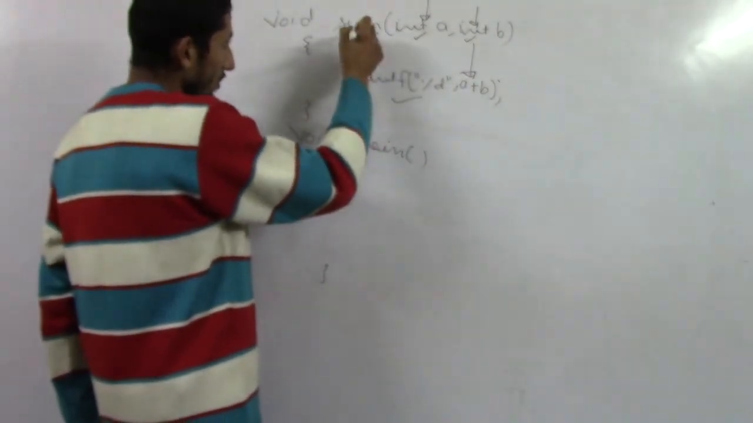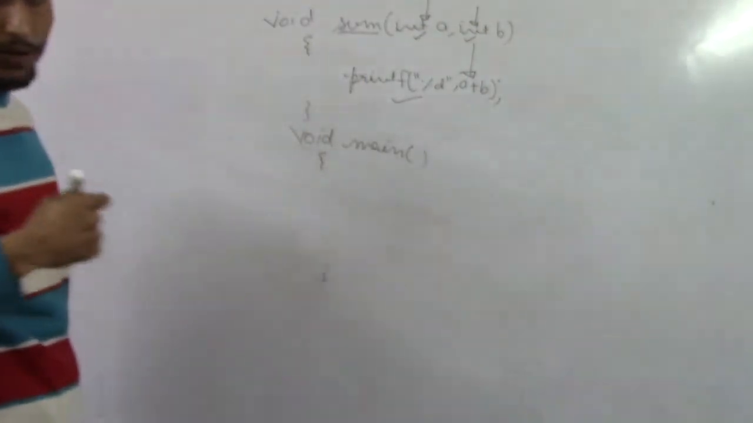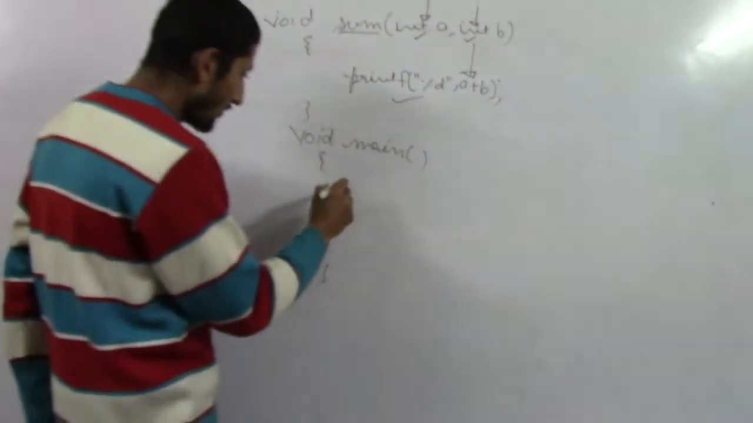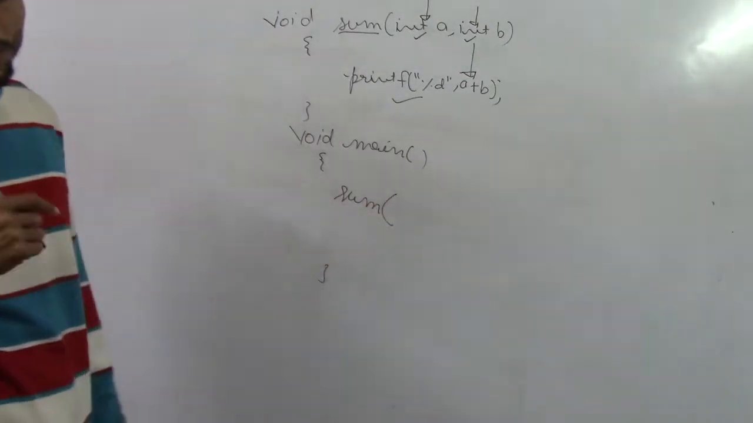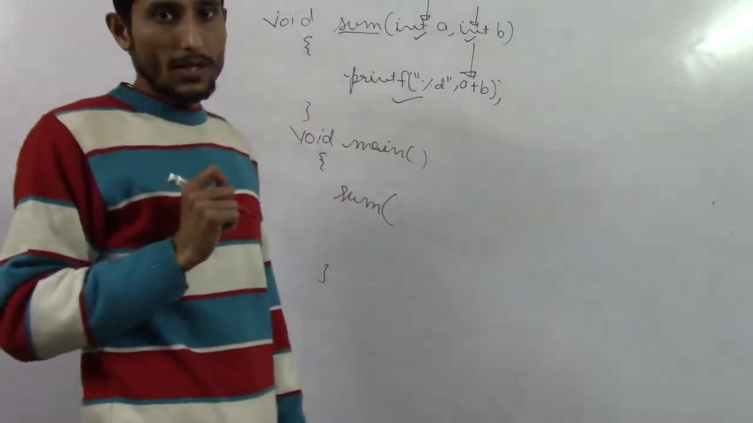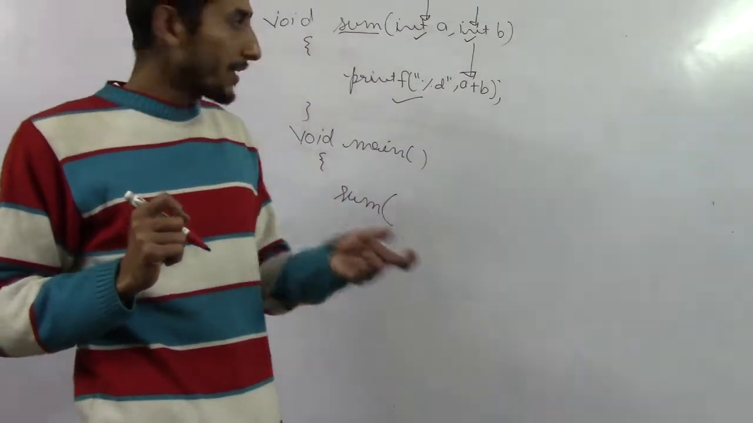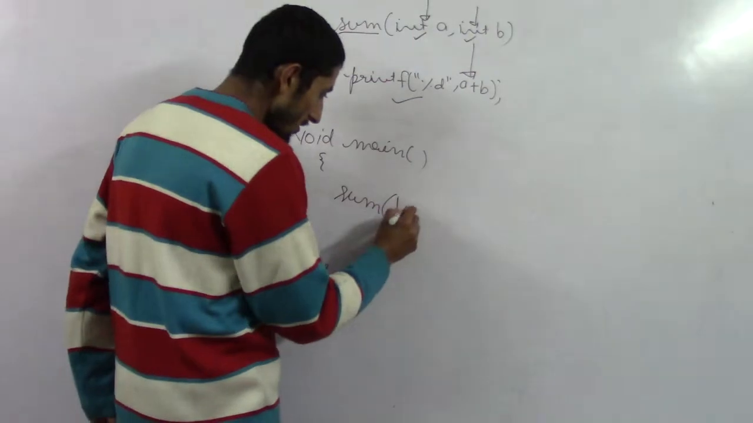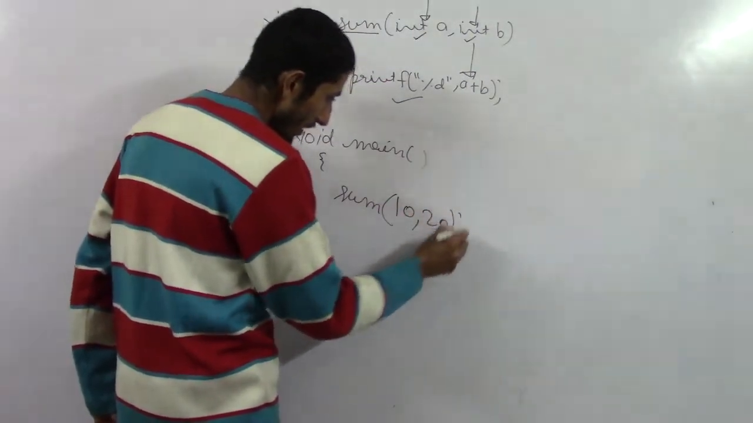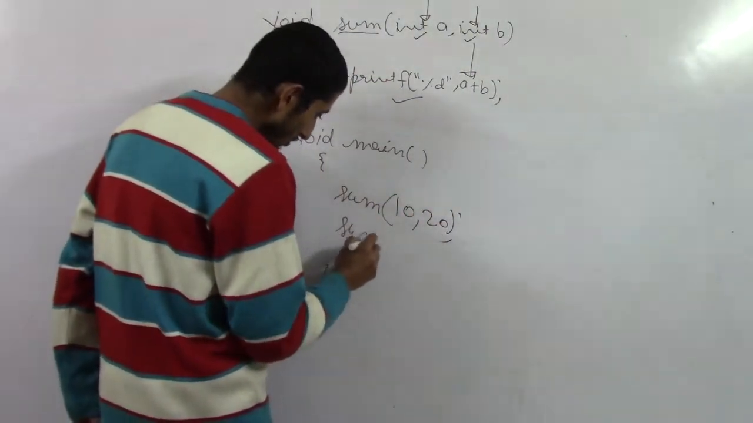In order to call a function, we have to write the name of the function. The name of the function is sum, and in order to call sum, we have to pass two parameters. Just look at the type: the type of these two parameters was integer. So let me pass two integers like this. And let's call it one more time.